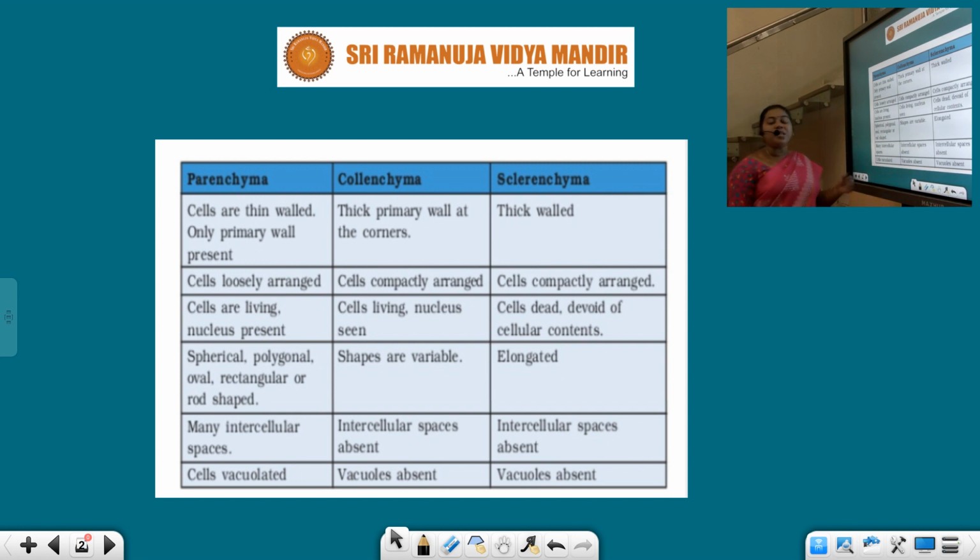So, children, what do you mean by tissues? A group of cells that unite to perform a similar function is called a tissue. The function of tissues and their mode of organization differ completely from plants to animals. Now, we are concentrating on the plant tissues.